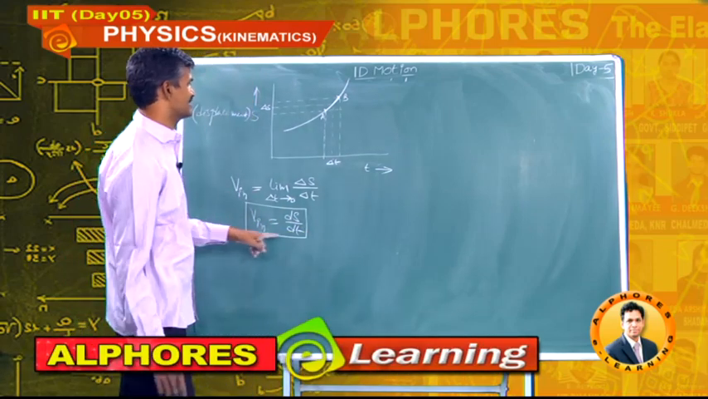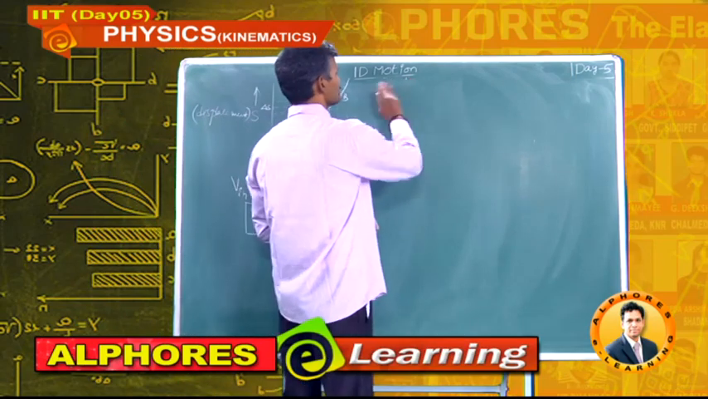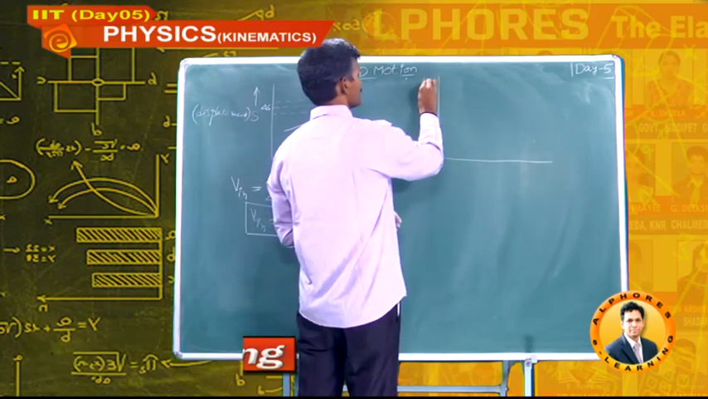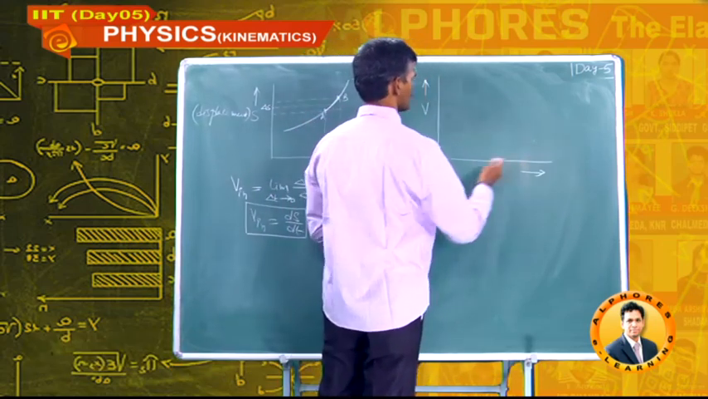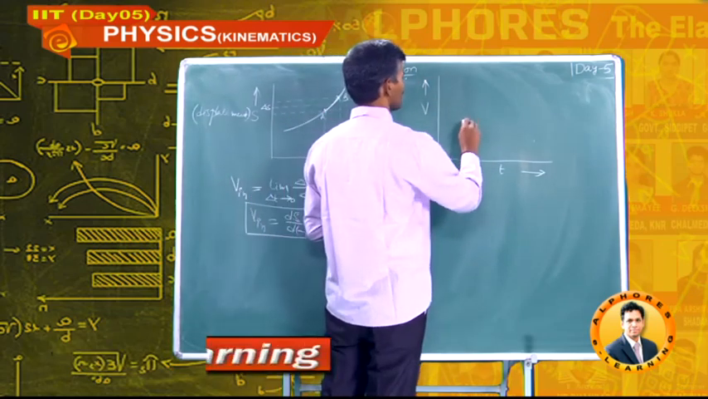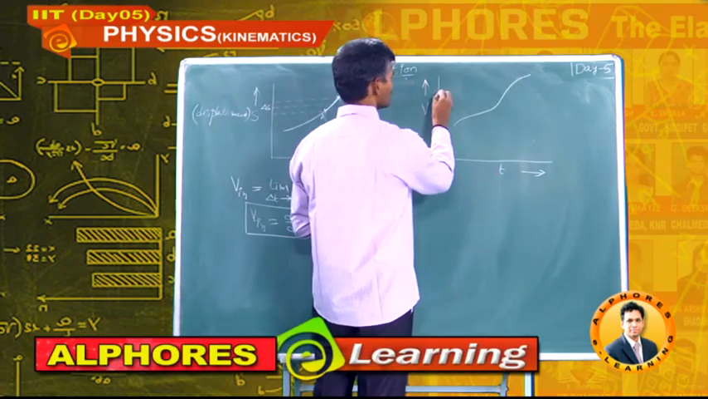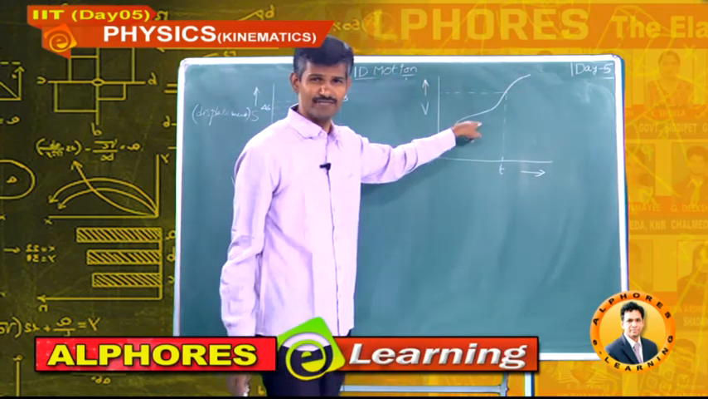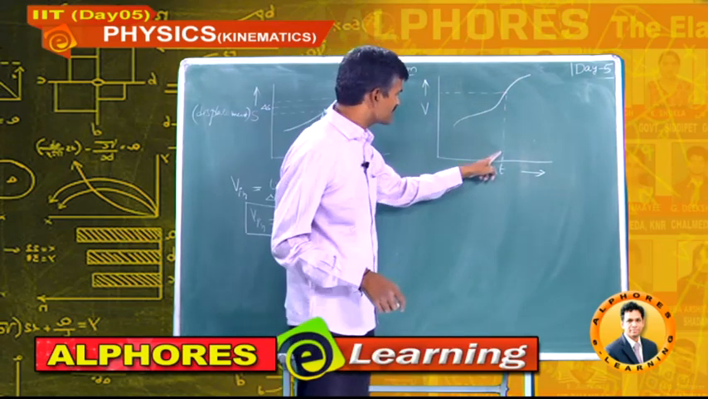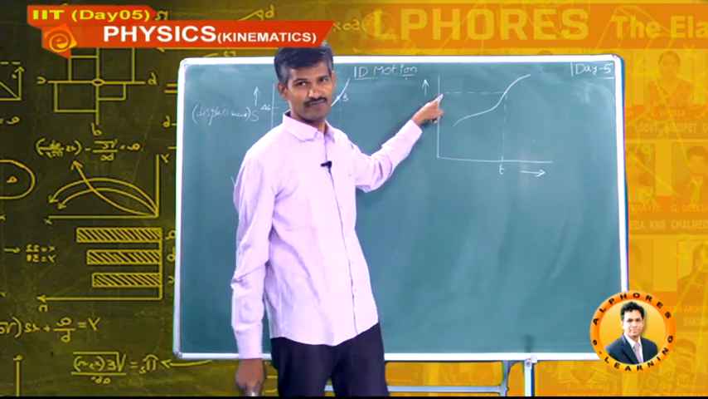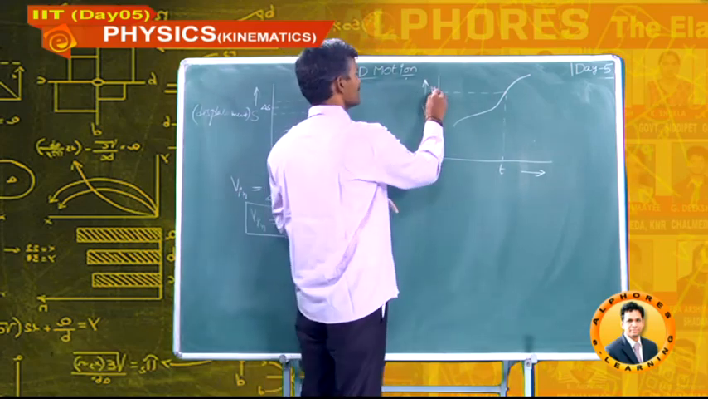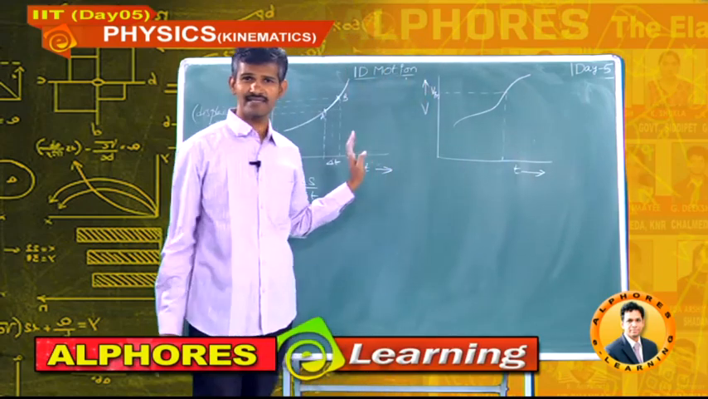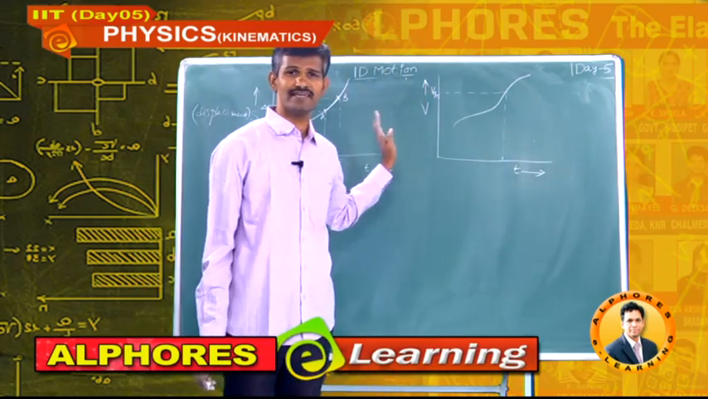Suppose they give a velocity time graph. How do we calculate instantaneous velocity from it? Suppose this is some velocity time graph. The velocity at a particular time gives the instantaneous velocity. This is V instantaneous. These are the graphs related to instantaneous velocity.